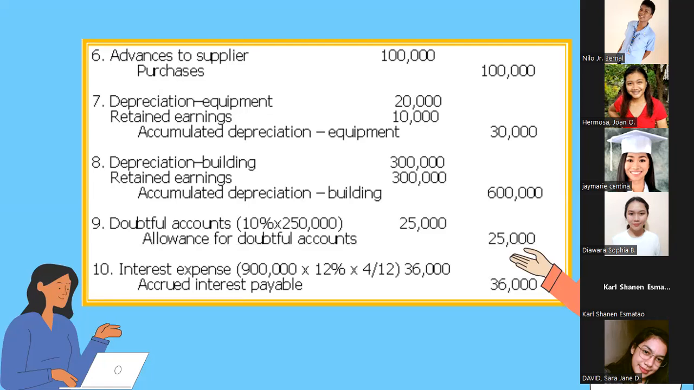Our entry will be debit depreciation of the building, 300,000, retained earnings, 300,000, and credit accumulated depreciation of the building, 600,000. So the depreciation of the building of 300,000 pertains to the depreciation for 2021. And the retained earnings of 300,000 is for the unrecorded depreciation for 2020. Number 9, previous slide, please.